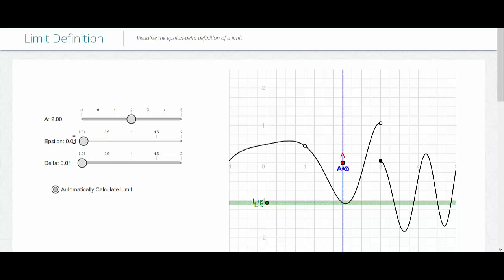So now there's epsilon 0.04, there's delta 0.01. So that's a great applet that shows how this works very well, I think. So that's what the definition of a limit is trying to show you.